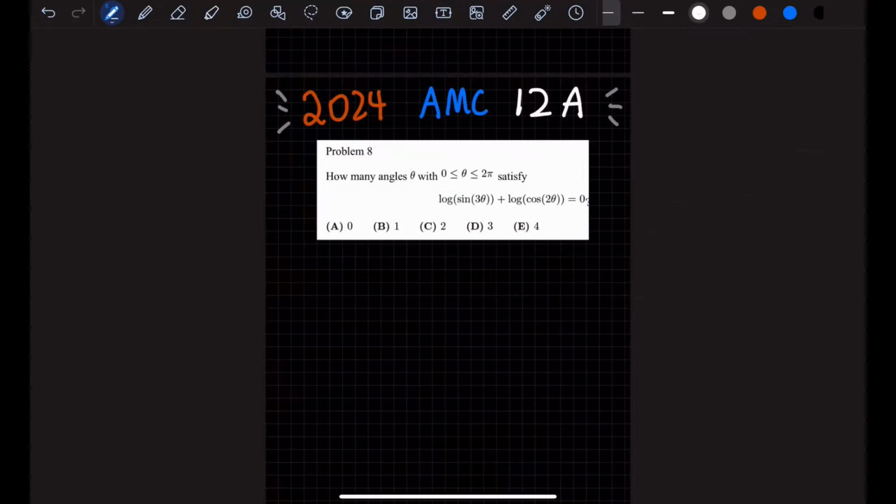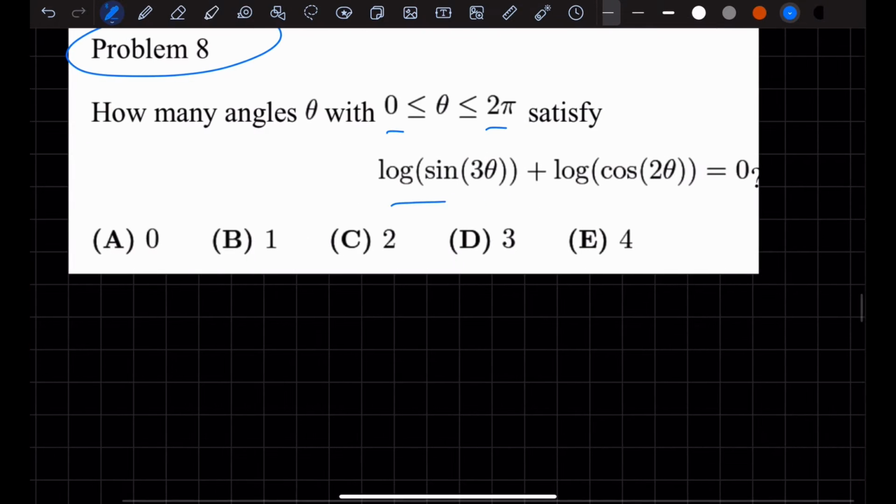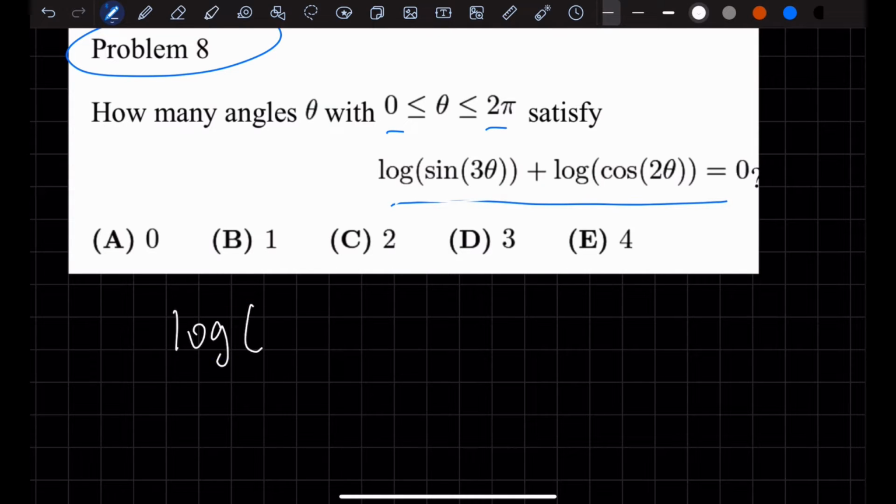Right, today we're doing AMC 12A 2024, problem number 8. How many angles theta that lie between 0 and 2 pi satisfy the following expression? Okay, so we can simplify this expression a bit by the property of logs to be log of sine of 3 theta times cosine of 2 theta equals 0.